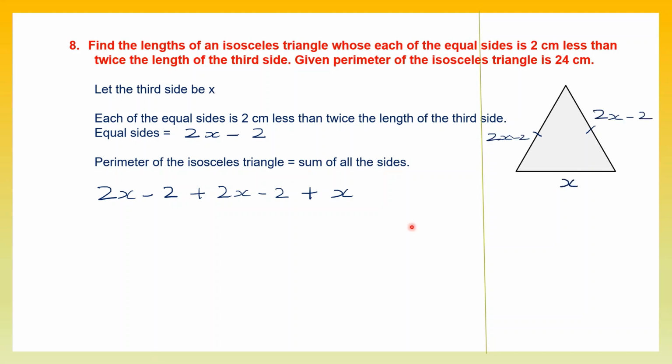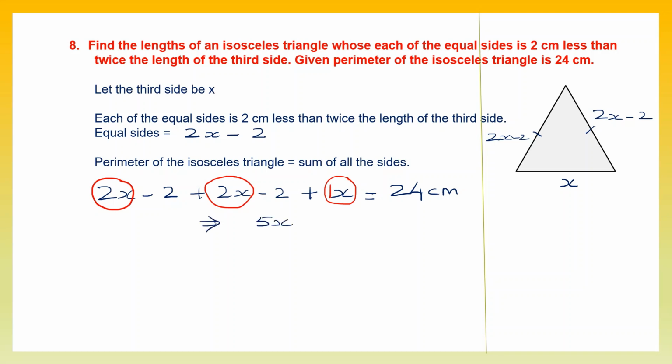So look at the figure. We have two sides here, 2x minus 2 and 2x minus 2, and the third side is x. So add up all three sides. That should give us 24 centimeters. Now let's take all the x terms together. So we have 2x plus 2x plus x. 2 plus 2 is 4, plus 1 that's 5. So that is 5x.